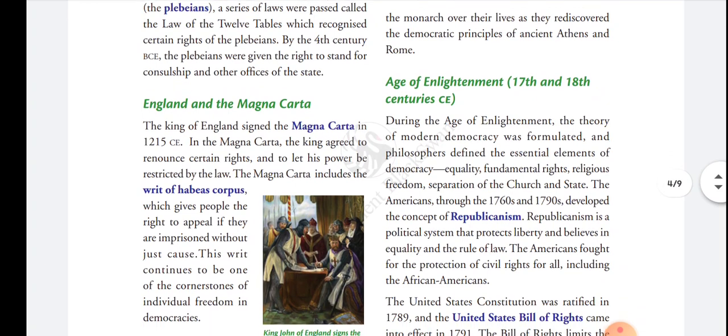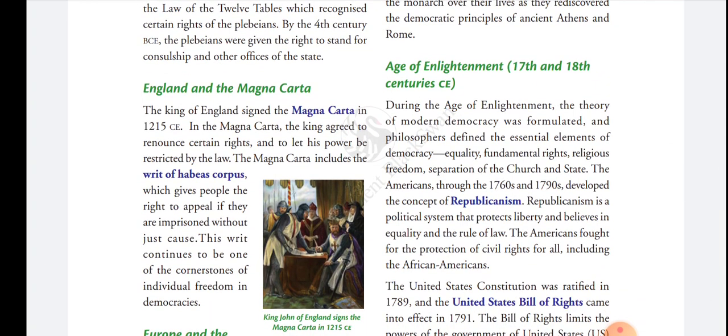Now, England and the Magna Carta. The King of England signed the Magna Carta. The Magna Carta is a law. He signed it, and here the king agreed to renounce certain rights. It means he agreed to limit his rights, and that his power was restricted by the law. Restricted means some things were prohibited by the law.